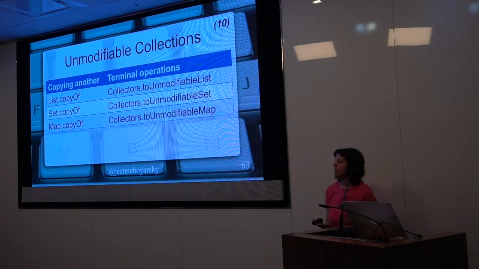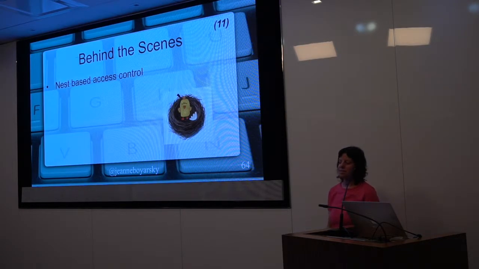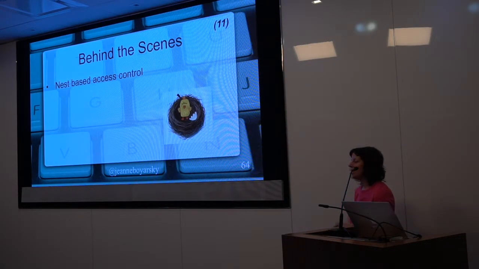There's also unmodifiable collections. You can make copies of a collection both as a command or as a collector in a Java 8 stream pretty easily. That's something that was a little harder to do before, so it's nice to have it be a one-liner. There's nest-based access control. This is a feature that you will not care about in a million years, but I wanted to include it because it's fun.